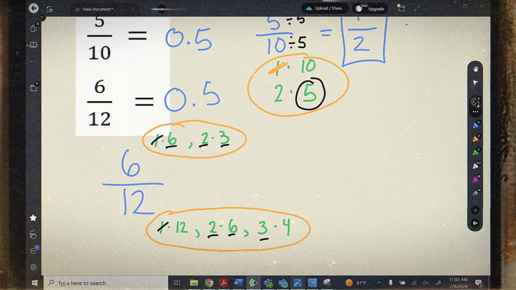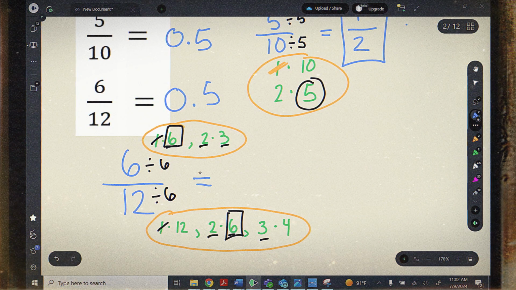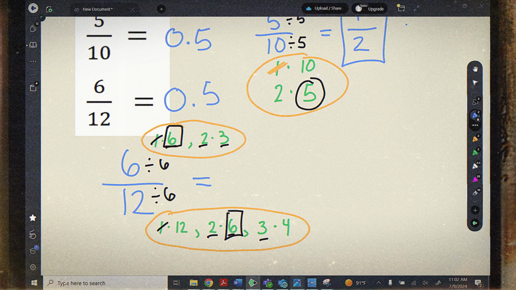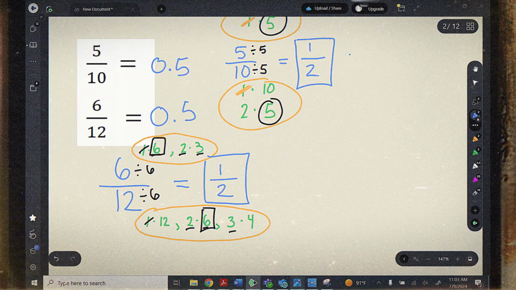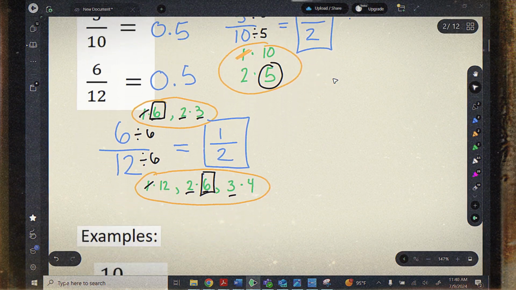So what's the biggest number of our choices? 2, 3, and 6? 6 is the biggest number. So this is the one we're going to use, 6, which means we need to divide our numerator and our denominator both by 6. And let's see what we get here. So 6 divided by 6 is a 1. 12 divided by 6 is a 2. And take a look, we get the same simplified fraction, 1/2. So 5 over 10, 6 over 12, when we simplify them, they both give us the same simplified fraction of 1 over 2. Let's look at some more examples here.